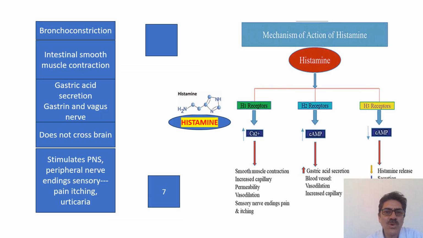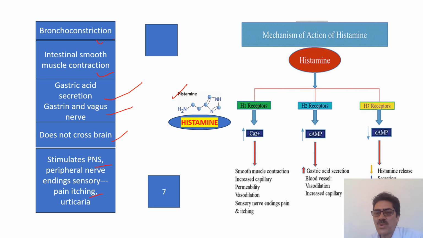Now some of the prominent actions of histamine you can see. This is the chemical structure of histamine. It causes bronchoconstriction, it causes intestinal smooth muscle contraction, gastric acid secretion or gastrin mediated by the vagus nerve, does not cross the blood-brain barrier, stimulates the peripheral nervous system, peripheral sensory nerve endings, causes pain, itching, urticaria, that is allergic reactions.